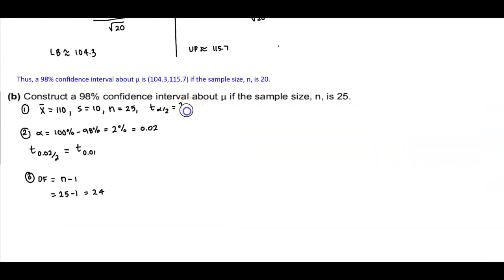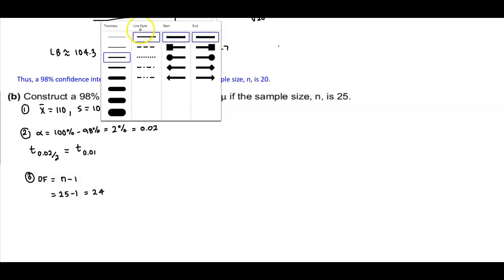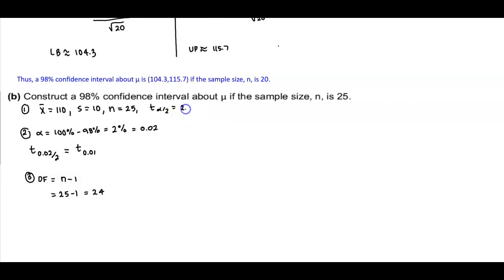So what that says here is that our critical value for this sample size is 2.492. Okay, so now let's go ahead and find the lower bound and upper bound. Remember, the lower bound has a formula of x bar minus the critical value times the standard deviation over the square root of n.